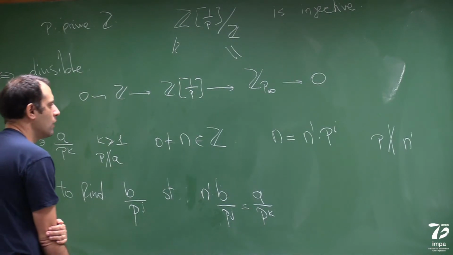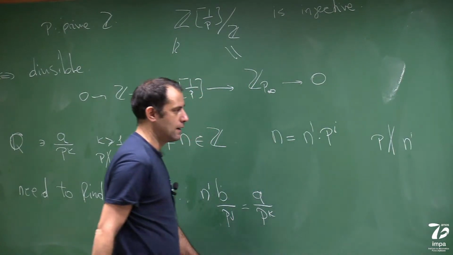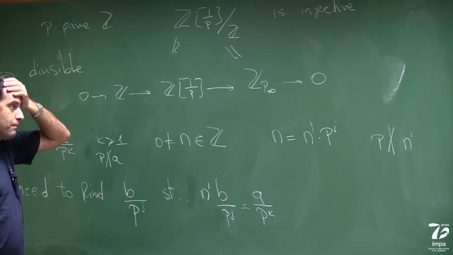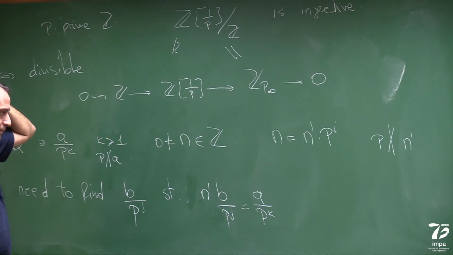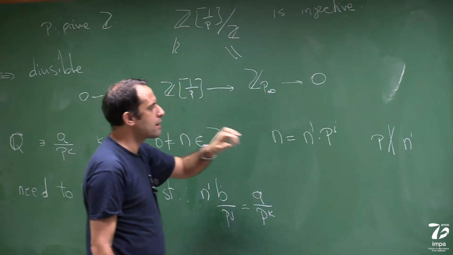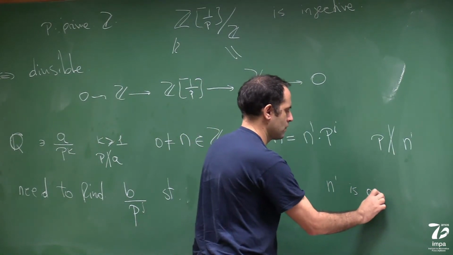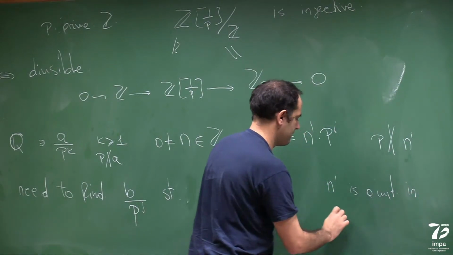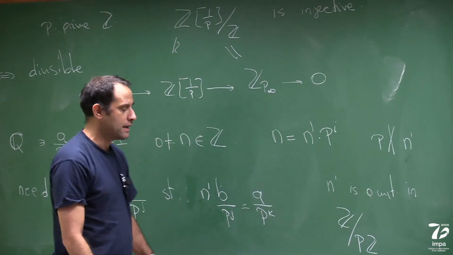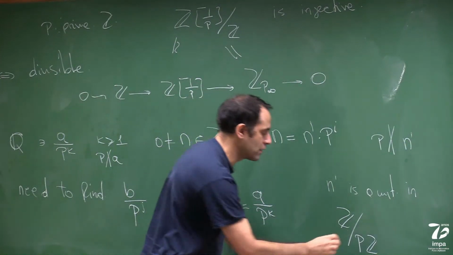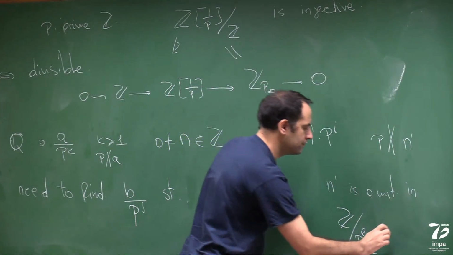Okay, yeah. But the whole point now is that this p does not divide n prime. So n prime is co-prime with p. So that means that n prime is a unit in Z mod pZ. And it's actually a unit in Z mod p to whatever power l, for every l.